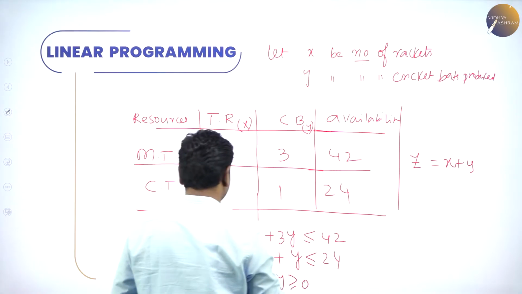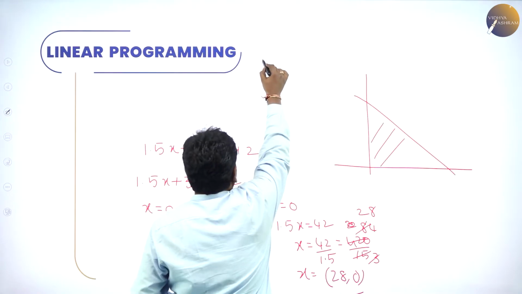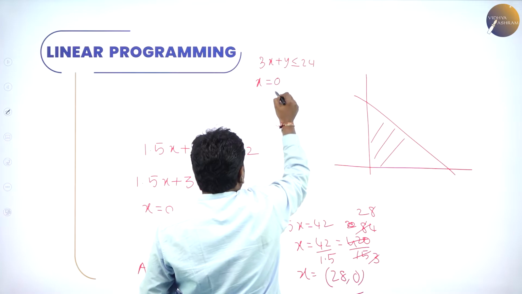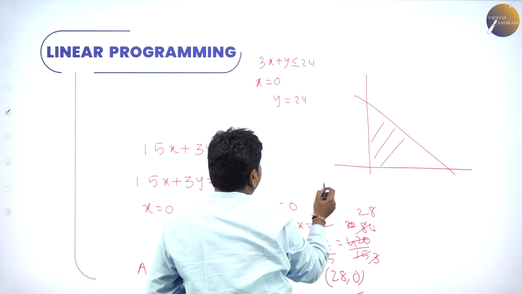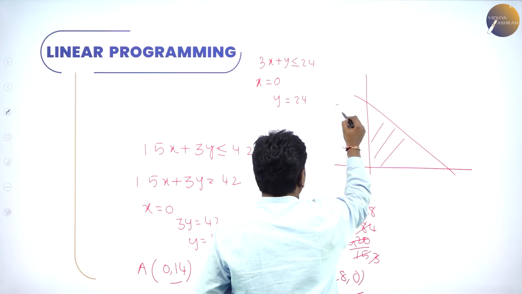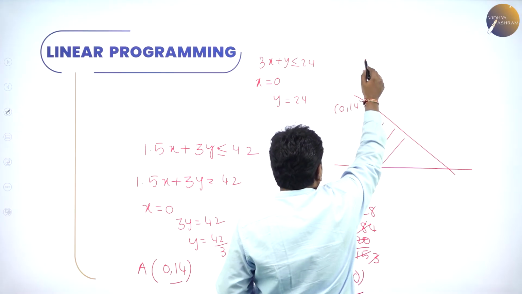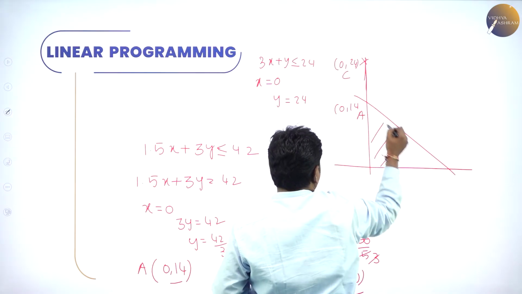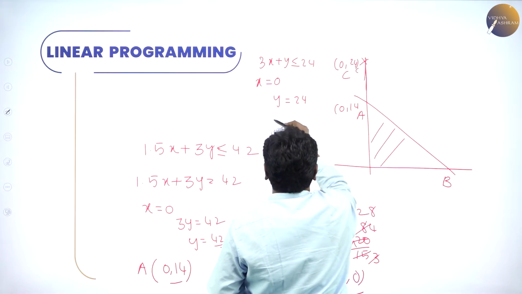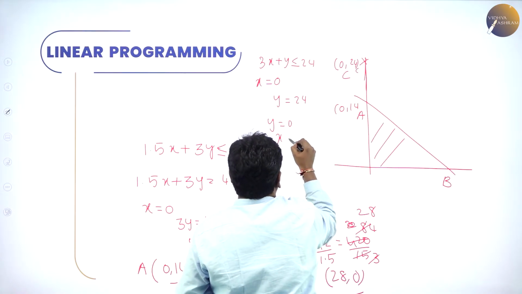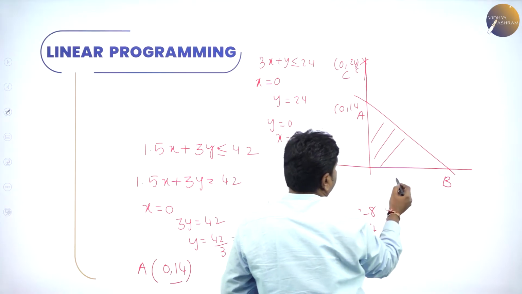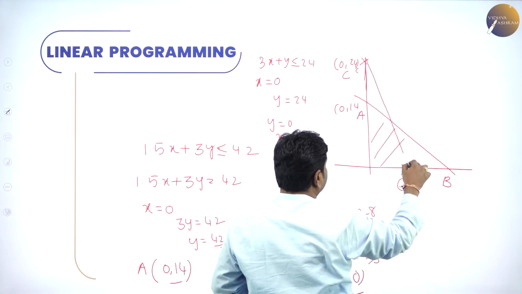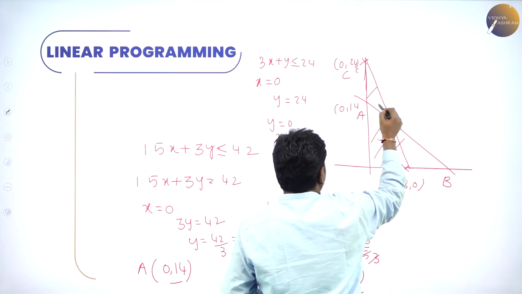And the second constraint, what is the second constraint? 3x plus y less than or equal to 24. Put x as 0, you will get y equal to 24. So 0 comma 24. First we got 0 comma 14 here, and 0 comma 24 will be above, that is 0 comma 24. Say this is A, this is B, now C. And if you put y as 0, you will get x as what? 24 by 3, 8. So 8 comma 0, you will get here, and stretch a line between these two. The shading for this is also less than, so shade below.